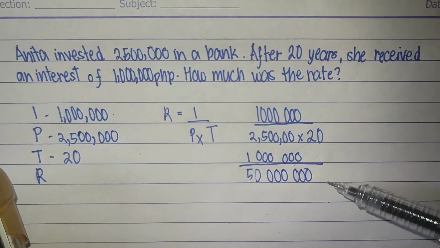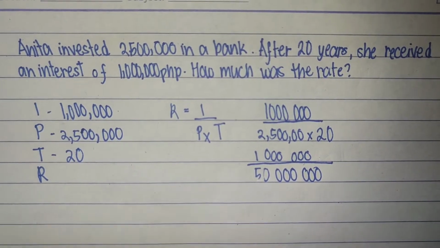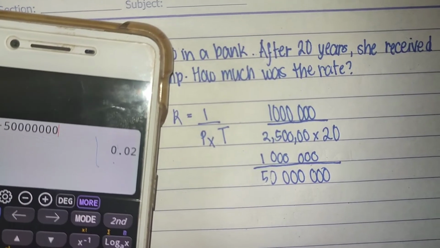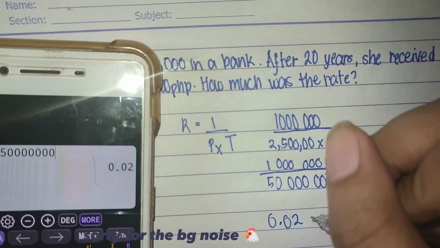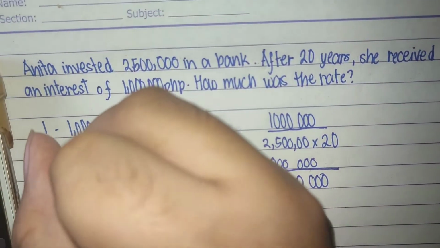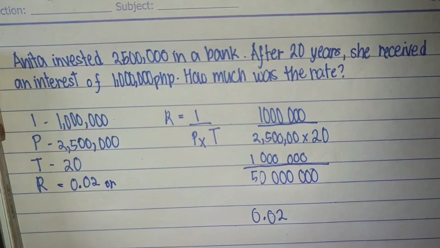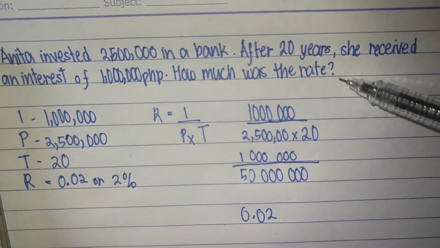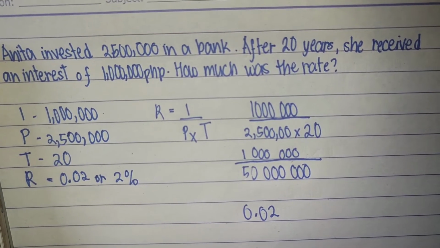So, 1 million, i-divide natin siya sa 50 million. So, nailagay na natin siya sa calculator, tapos ito na yung lumabas na results. 0.02. So, ang magiging rate natin dito ay equals 0.02. Or gawin natin siyang decimal na magiging 2%. So, ang rate ng bank na pinag-investan ni Anita ay 2% annually.